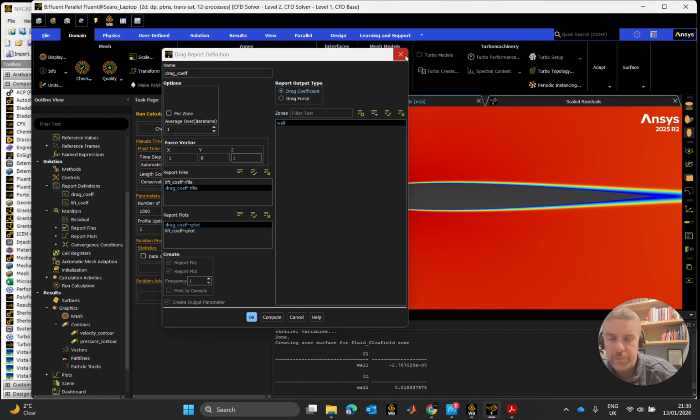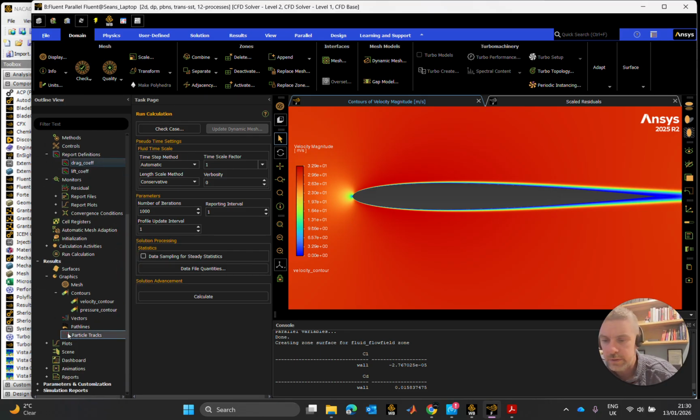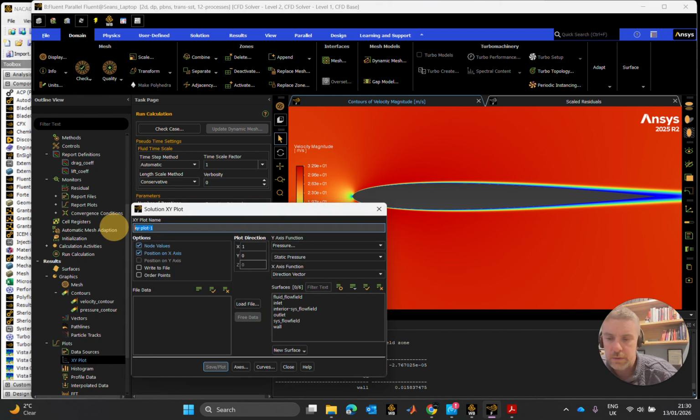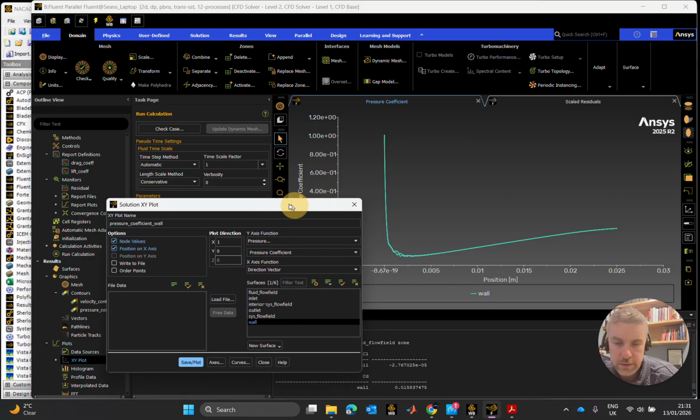Now, the pressure coefficient is not a field variable, so we won't do it as a contour. This will be done with an XY plot, and what we're going to call this one is pressure coefficient. Because it's an XY plot, I'm going to have to specify location along a wall. So pressure, not static pressure, but pressure coefficient, with the directional vector along the wall. Save and plot that. So there it is.